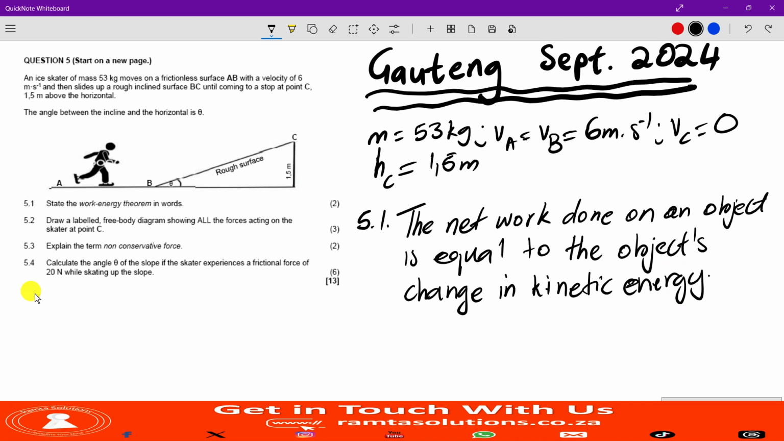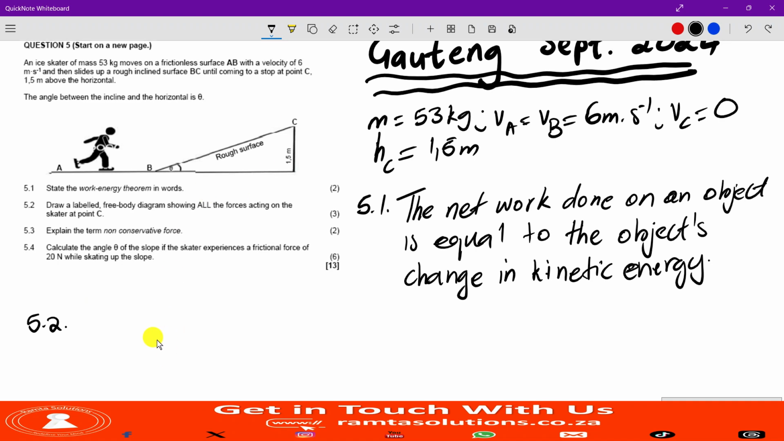Now 5.2. Draw a labeled free body diagram showing all the forces acting on the skater at point C. All the forces acting on the skater at point C. So now we are going to look at the path BC.